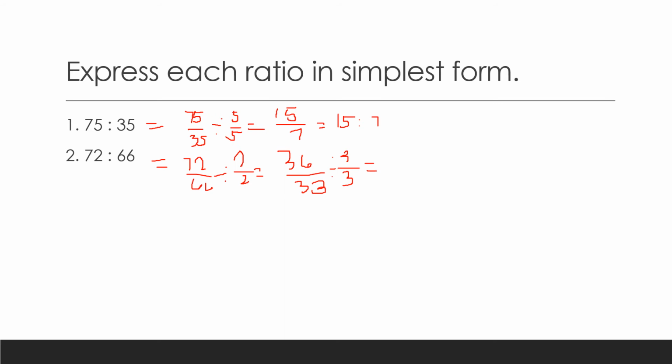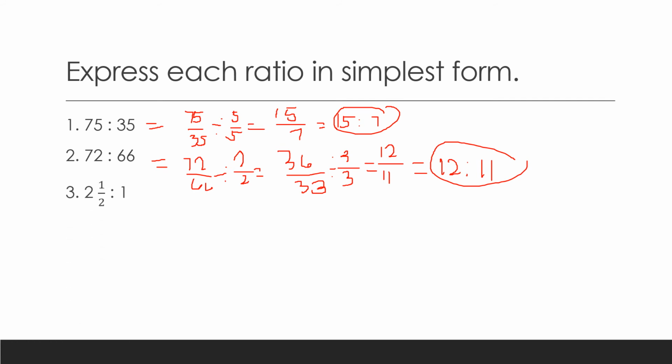So, 36 divided by 3 is 12 over 11, since 33 divided by 3 is 11. Or we can write that as 12 is to 11. So, this is the final answer, the simplest form.